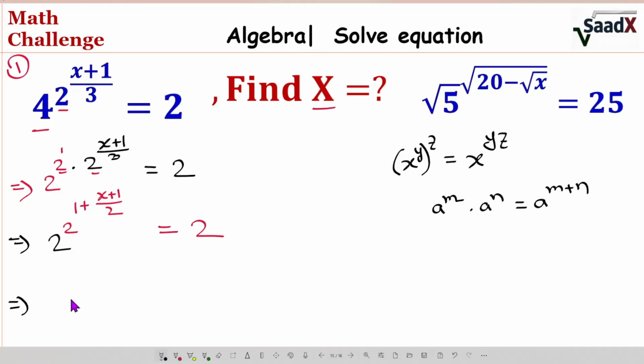Now look, this is 2 power 2 and the power we can make an LCM. Sorry, here should be 3, right? Now 3 times 1 is 3 plus x plus 1 divided by 3 equals 2.